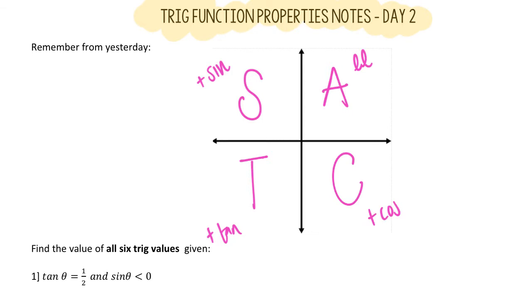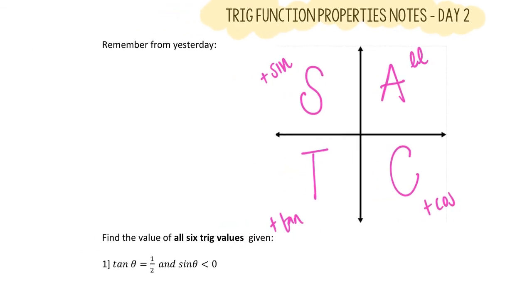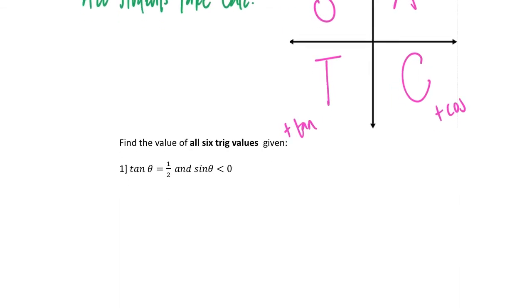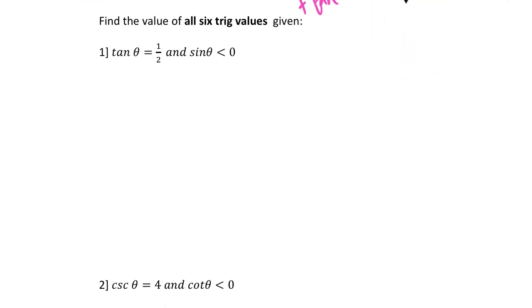And remember the little acronym that we use to remember that? In order of the quadrants it is: All Students Take Calculus. So this stands for quadrant 1. This stands for quadrant 2. Quadrant 3, and quadrant 4. And you'll remember that the reciprocals are also positive or negative. They follow the characteristics of their reciprocal trig function. So today we're actually going to be evaluating trig functions given the properties that we know.